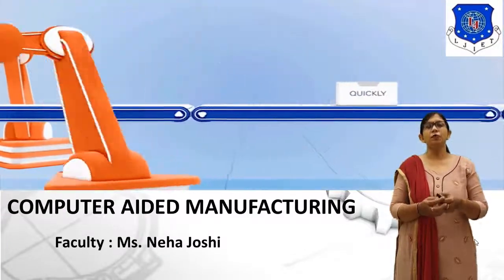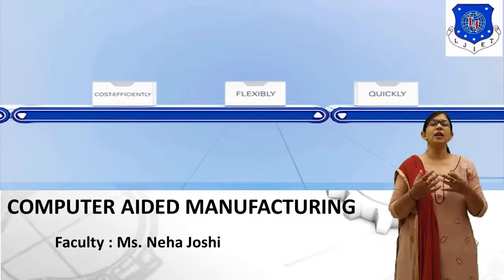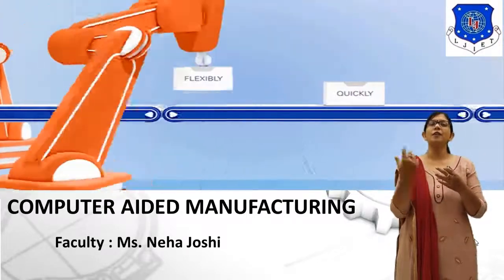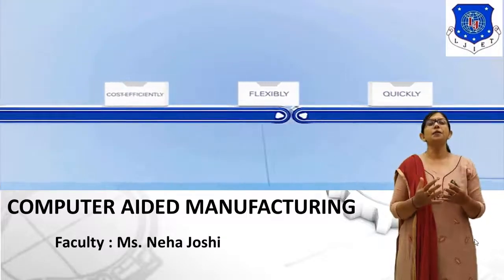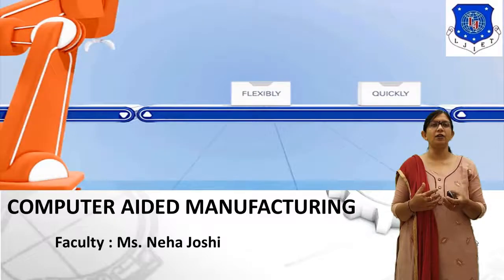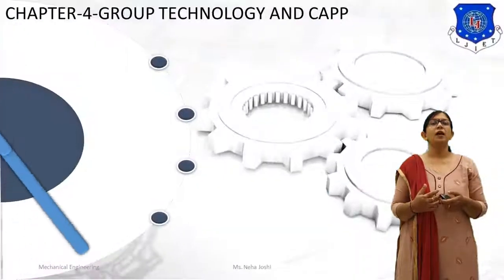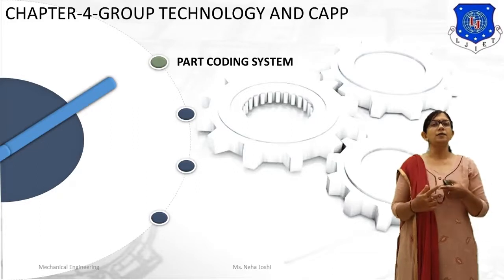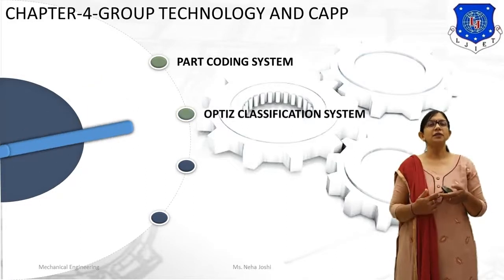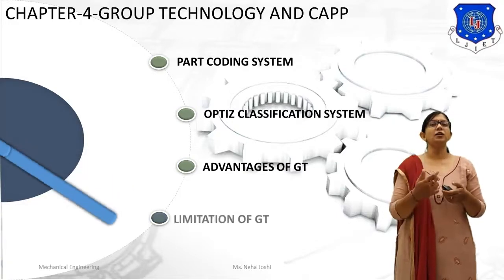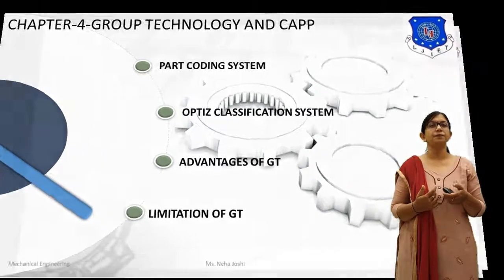Let's start our fourth chapter, that is Group Technology and CAPP. In the previous session we had discussed what is part family, composite part method, product flow analysis, design and manufacturing attributes. In today's session, we will cover different topics like part coding system, Opitz classification system, advantages of group technology, and limitation of group technology.